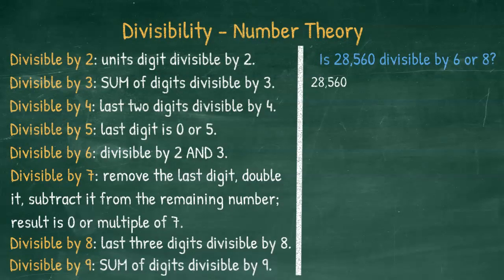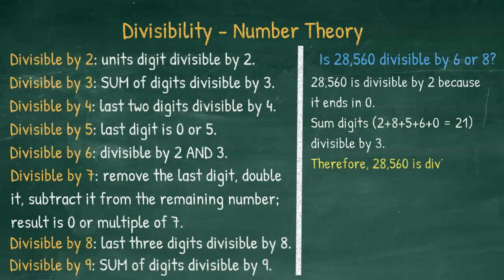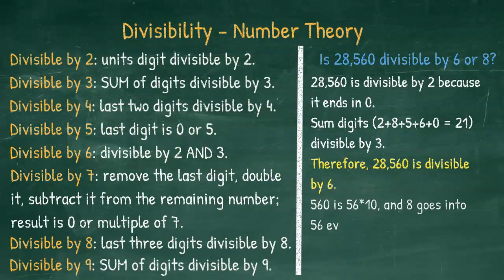So let's look at some examples. Is 28,560 divisible by 6 or 8? Well, 28,560 is divisible by 2 because it ends in 0. So that's easy. Now let's check 3. Sum up the digits: 2 plus 8 plus 5 plus 6 plus 0 equals 21. So 3 does go into 21 evenly. Therefore, it's divisible by 2 and 3. So we know it's also divisible by 6 because 6 is 2 times 3.